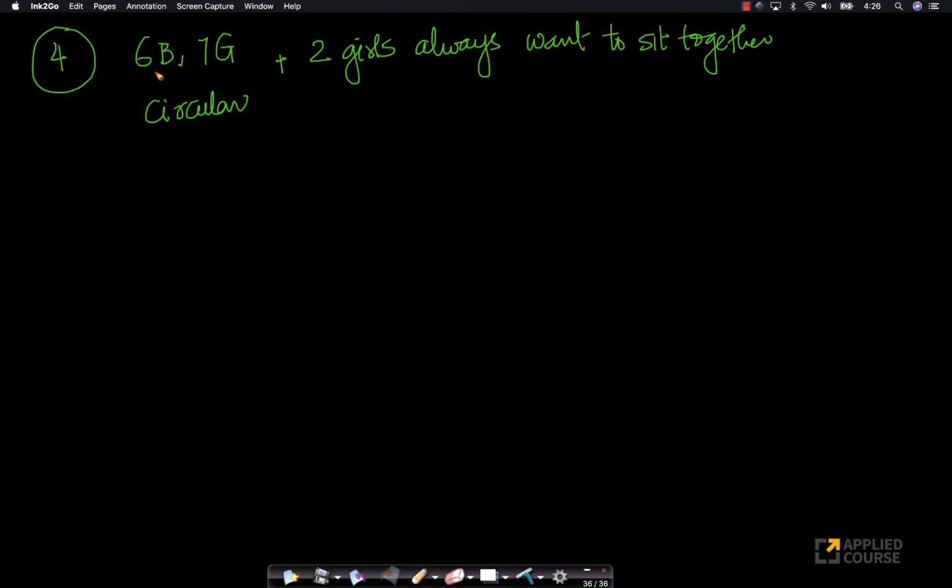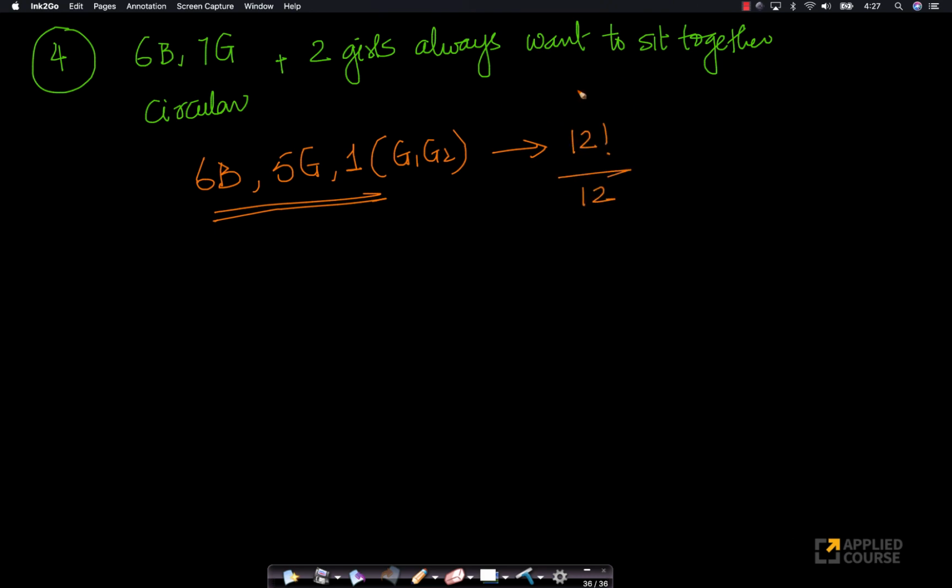So I can think of this as 6 boys, 5 girls, and 1 unit which contains the 2 girls. Let's call these girls G1, G2. So total, how many distinct units do I have? 6 plus 5 plus 1, 12 units. So 12 items, if I have to arrange them in a circle, I can do it in 12 factorial by 12 ways, which is equal to 11 factorial ways.